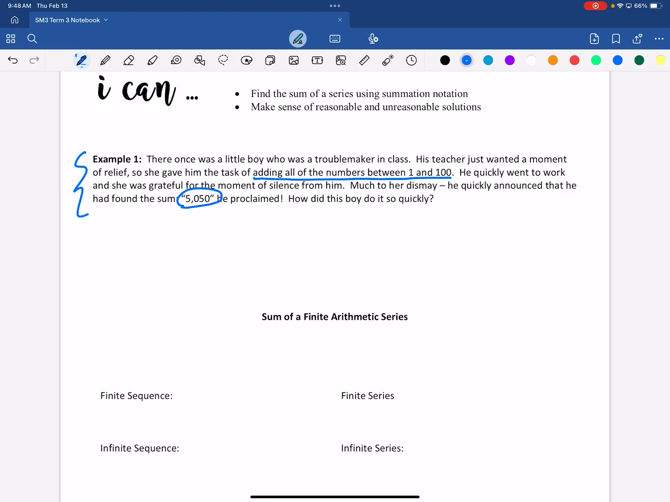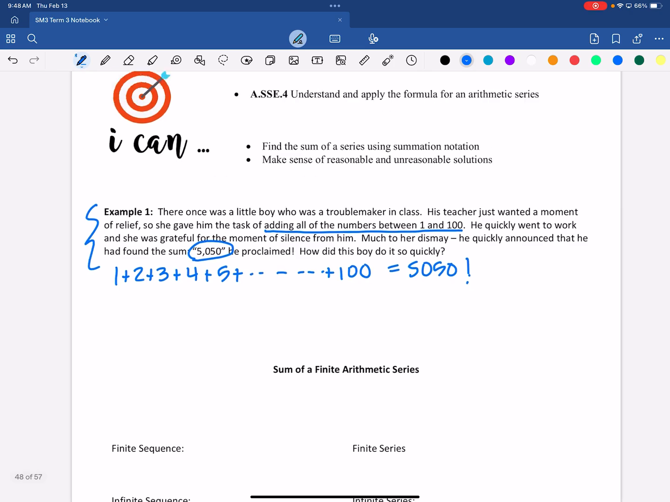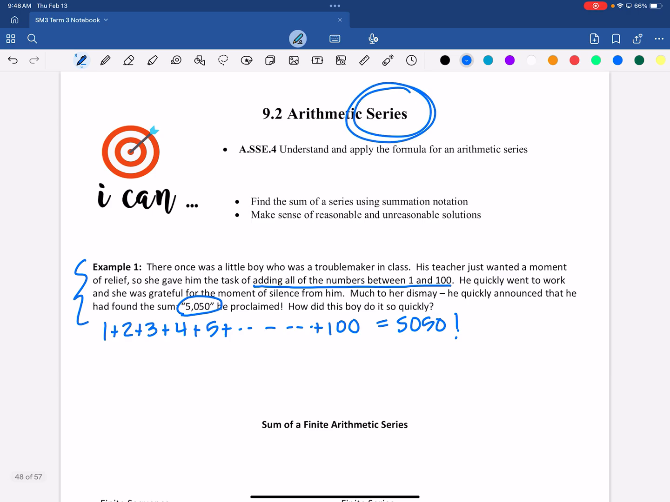He's a nerd. I mean, think about this. You have this kid, and the teachers say, take 1, and 2, and 3, and 4, and 5. Add them all the way up to 100. And he said, oh, ta-da, it's that. Would you guys be able to figure out how to do that? Google, sure. But at this point, you guys don't have information how to do that. But that's what a series does.